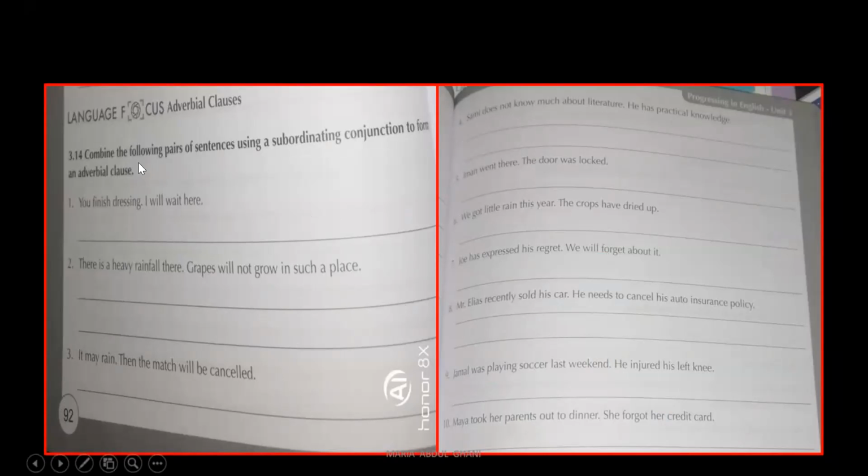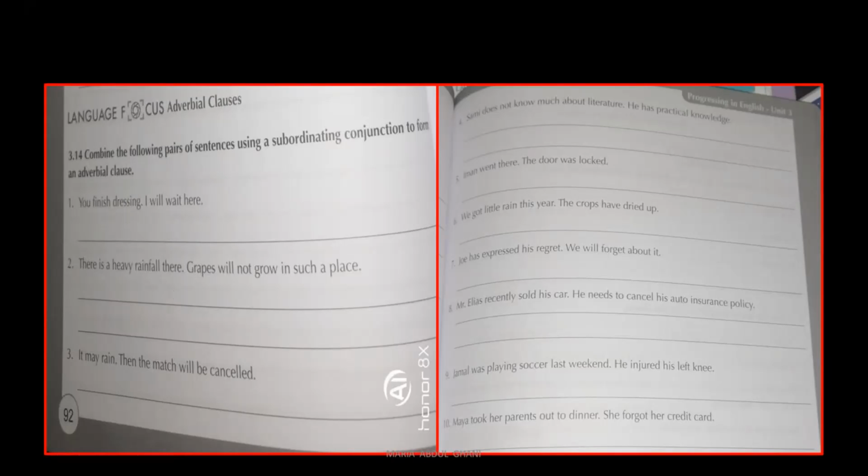Now let's start. Combine the following pairs of sentences using a subordinating conjunction to form an adverbial clause. Number one: you finish dressing. I will wait here. First of all, which type of adverbial subordinating conjunction are we going to use? Of time, of place, of reason, of contrast? Which one? What do you think? Time, teacher. Okay, time. Which one of time are we going to use?